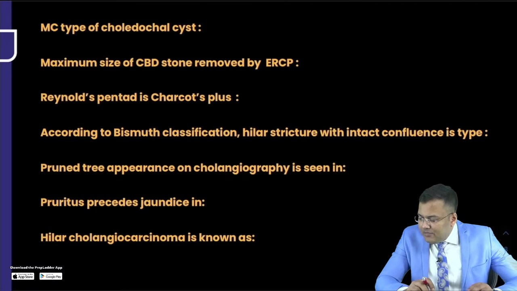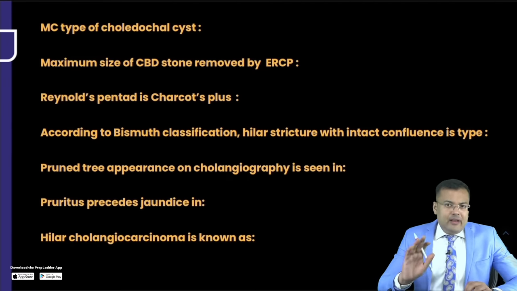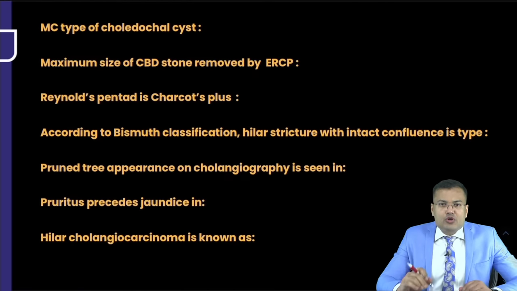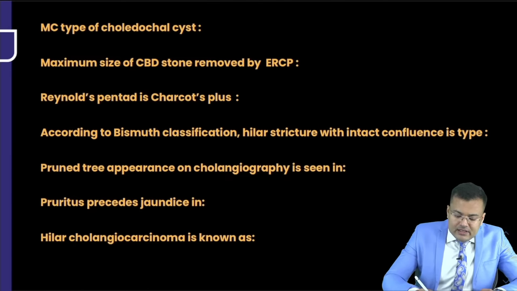Yes, Uma, Sudipta, Piyusha. Let me tell you a simple principle. In majority of classifications, if classification starts from 1, 2, 3, 4, 5, most common type is 1. So choledochal cyst, type 1, hiatus hernia, type 1, gastric ulcer, type 1, fistula in ano, type 1, posterior urethral valve, type 1. And if classification starts from A, B, C, D, E, most common type is type A. So obviously it is type 1. Next question.